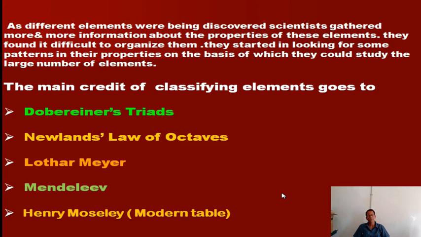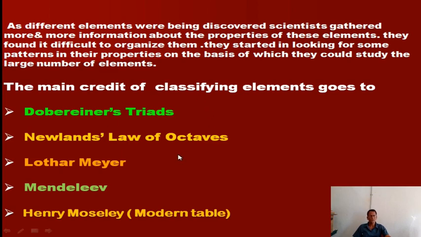different scientists have attempted different ways to remember their properties systematically. These are called periodic laws. Scientists like Döbereiner of triads, Newlands law of octaves, Lothar Meyer, Mendeleev, and Henry Moseley. These are a few of the scientists involved in the classification of elements.